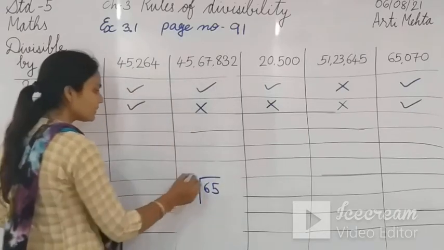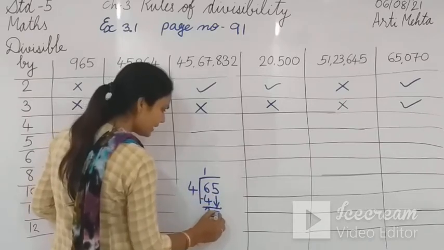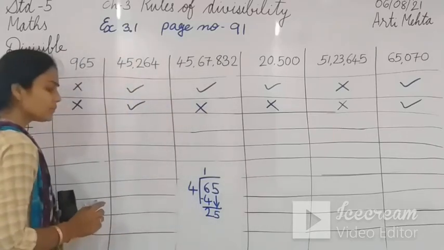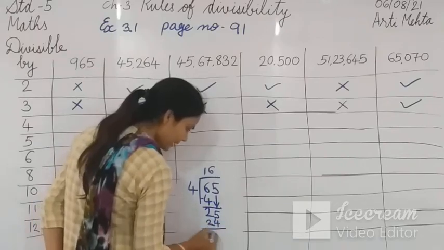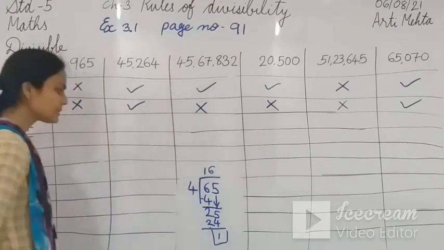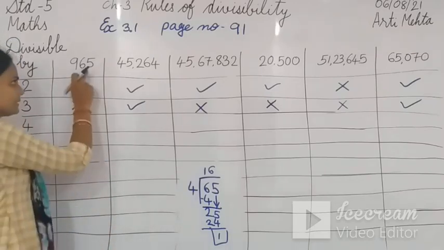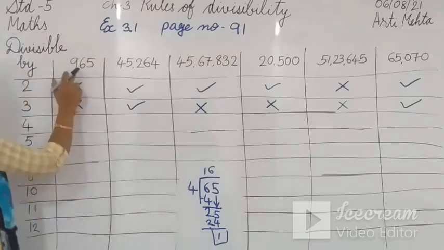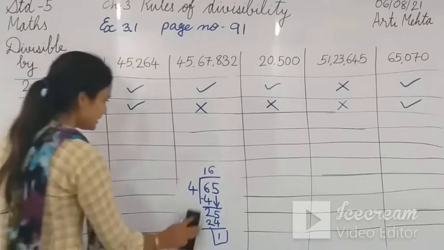See here, 4 ones are 4. 6 minus 4, 2. Okay, 5 bring it down. Now 4 5s are 20, 4 6s are 24. Remainder will be 1. So this number is not divisible by 4. See here, the last 2 digits are not divisible by 4. That's why 965 is not divisible by 4. Understood? Now the second number we will see.